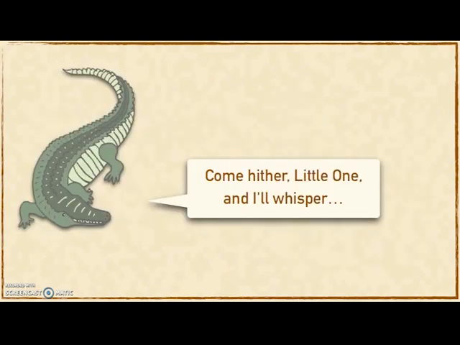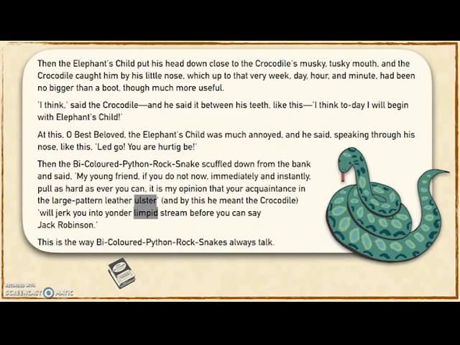Come hither, little one, and I'll whisper, said the crocodile. Then the elephant's child put his head down close to the crocodile's musky, tusky mouth, and the crocodile caught him by his little nose, which up to that very week, day, hour and minute, had been no bigger than a boot, though much more useful. I think, said the crocodile, and he said it between his teeth like this, I think today I will begin with elephant's child. At this, O best beloved, the elephant's child was much annoyed, and he said, speaking through his nose like this, let go, you're hurting me.